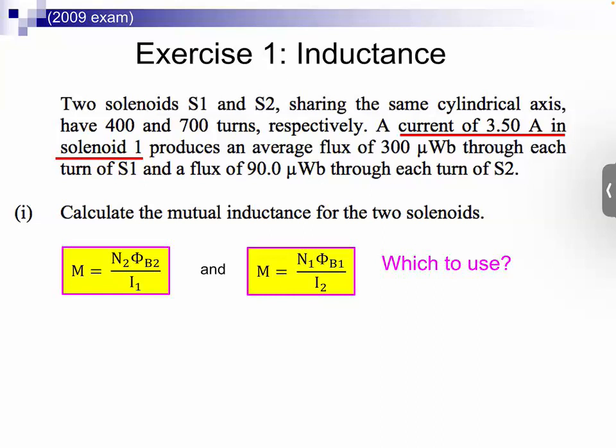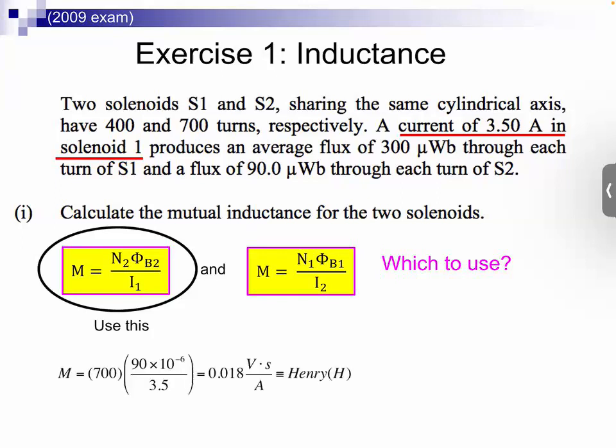Right. So although this second equation is valid, you can also use that. You know the number of turns in solenoid 1, it's 400 turns. You know the flux through solenoid 1, it's 300 microwebers, but you don't know what the current is in solenoid 2. Hence, that will prevent you from using the second equation. So it makes sense to use the first equation, right?